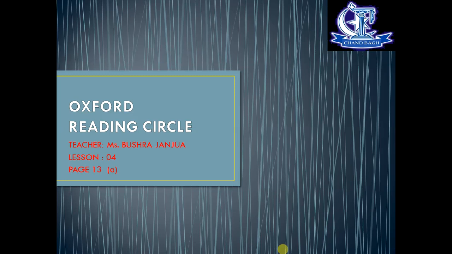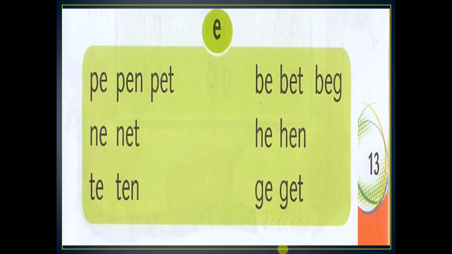Today I have brought a new lesson for your reading, and it's on page number 13. Let's start. You can see on the page that there are 3-letter words, and in between all the words you can see the sound of eh. You can see that E is in between all the words, and they are 3-letter words.